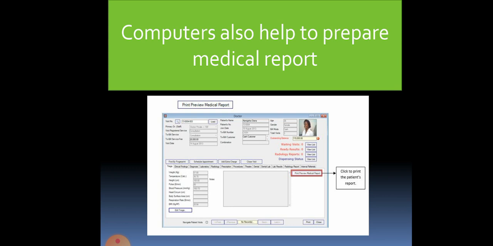Got it, children? So in hospitals, computers are used to maintain patients' records, and they also help doctors to find out about the disease. They also help to prepare medical reports. This is how our medical report will be.